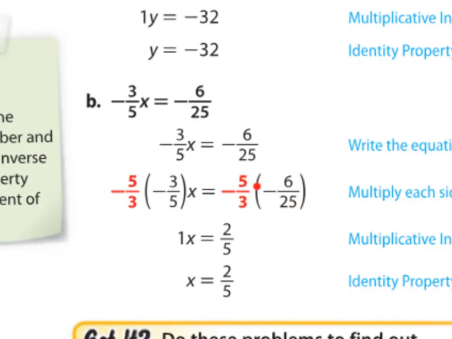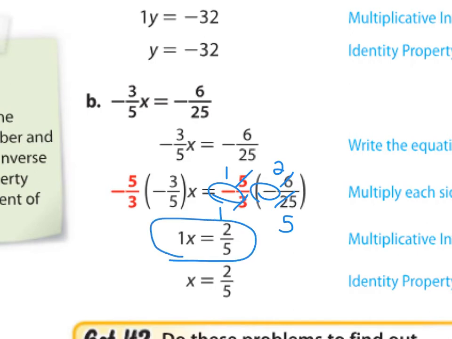Remember to cross-reference. If we were to cross-reference, which I don't think they did here, we would have a 1 here, and a 5 here, and a 1 here, and 2 here. So it would simply become 2/5. And because it's negative times negative, it's going to be positive. So there it is. 1x equals 2/5, or simply x equals 2/5.